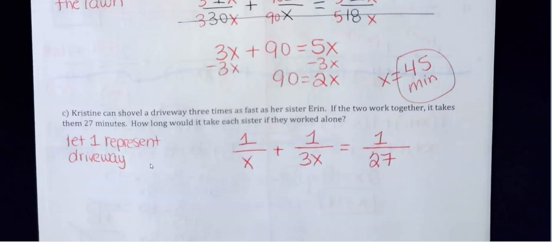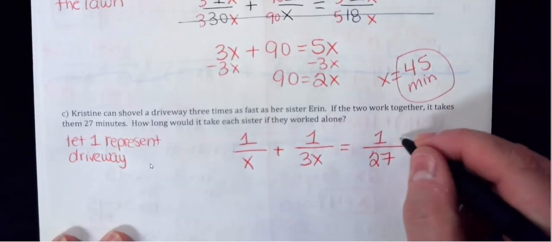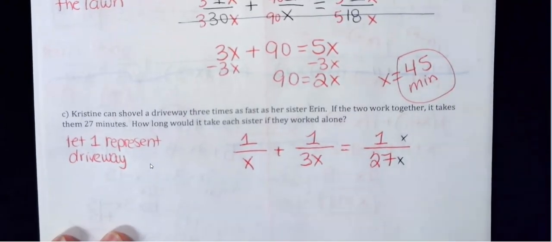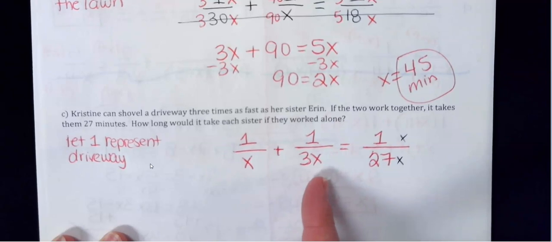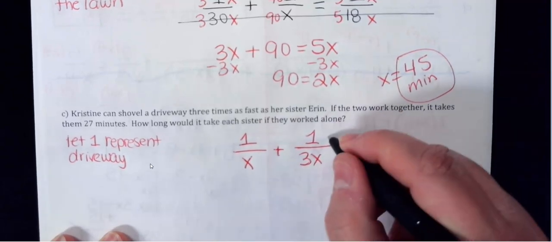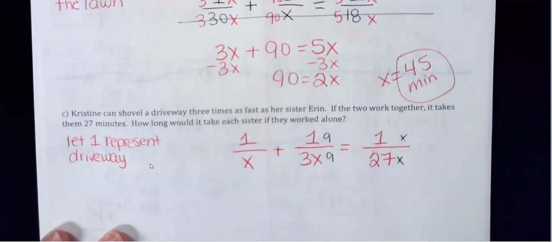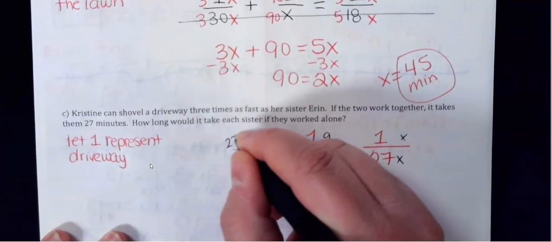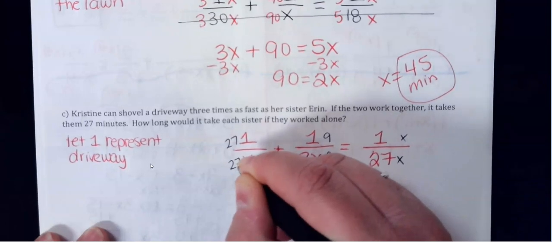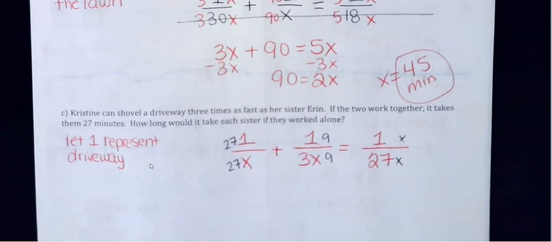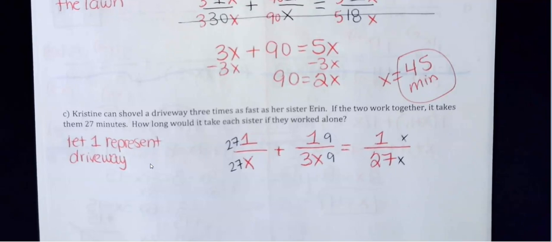27 for the number and then x. Good. Okay, so top and bottom here, I'm going to need an x. I already have an x here, but to make that into 27, we're going to multiply by 9. And for this first fraction, I already have an x, but I don't have any numbers at all in that denominator, so we're going to have to multiply top and bottom there by 27. So now all my denominators would be 27x.